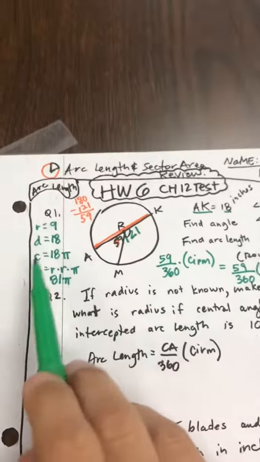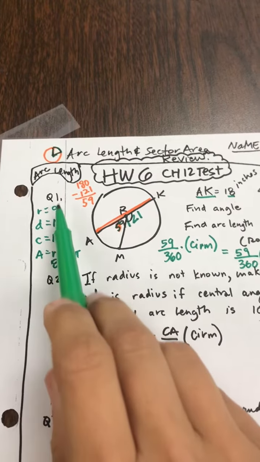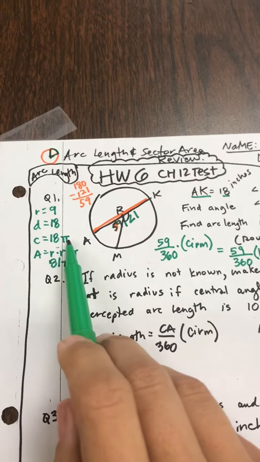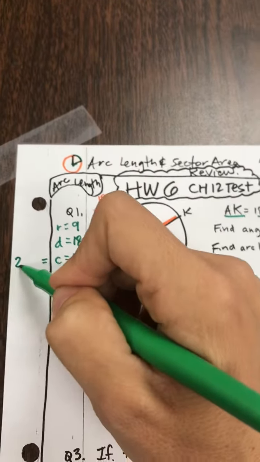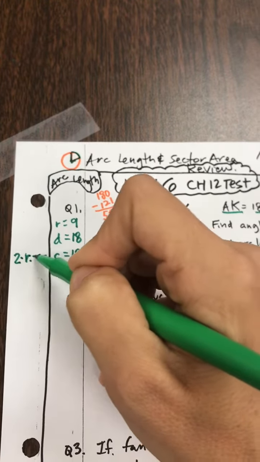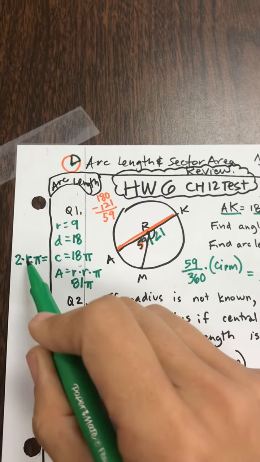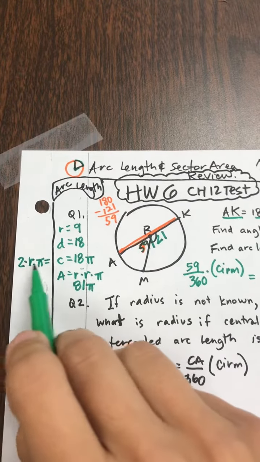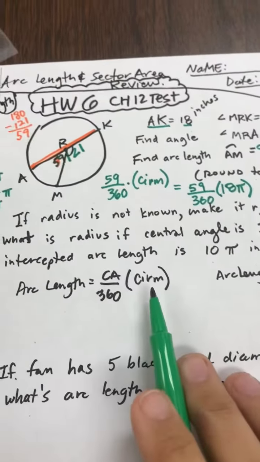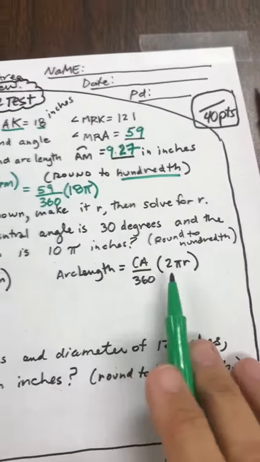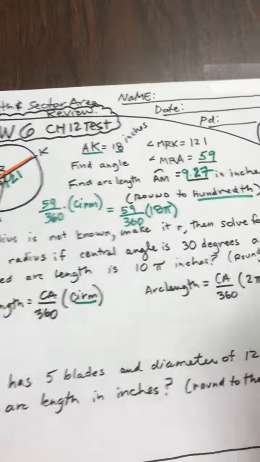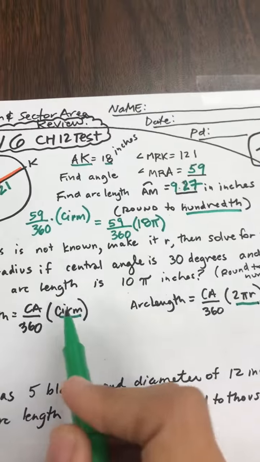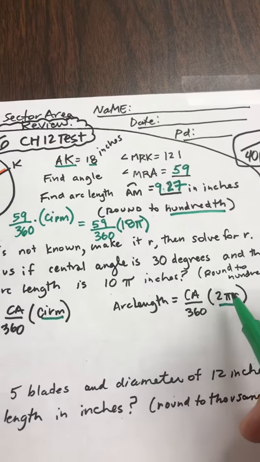Next question. It says when the radius is not known, we just make it r. So looking at the last question, notice that our circumference is 2 times the radius times pi. 2 times 9 was 18, and then we multiplied by pi. So to find the circumference, this would be what you would call maybe the formula. So here, we could write it like this. The circumference can be written like that because the circumference is 2 times the radius times pi.